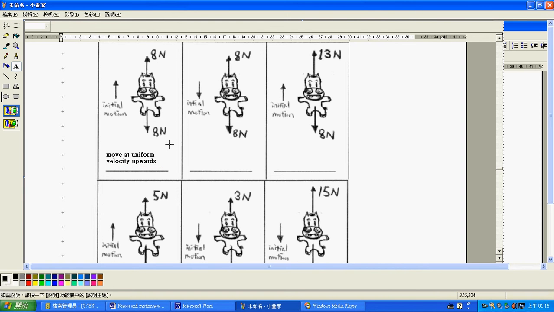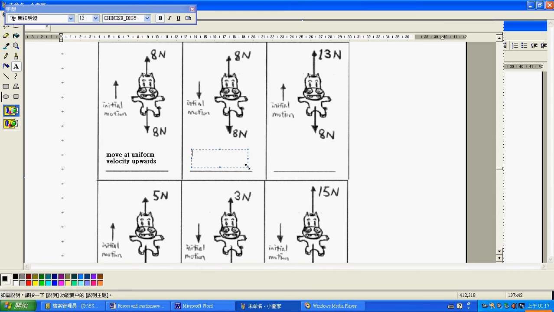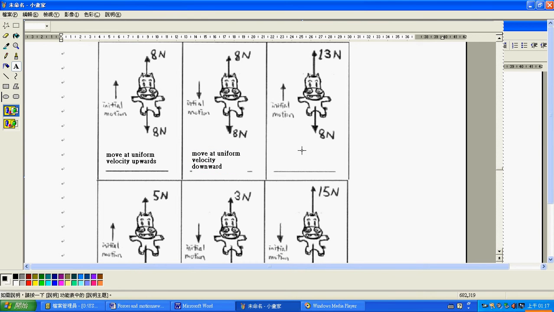Okay, now for the second situation, the reasoning is the same. The net force is 0, so it moves with uniform velocity, but this time it's downward. So it moves at uniform velocity downward.